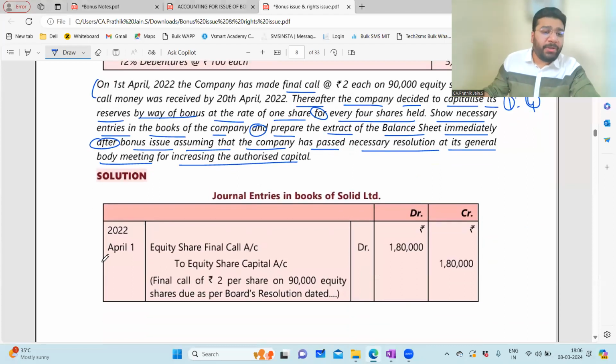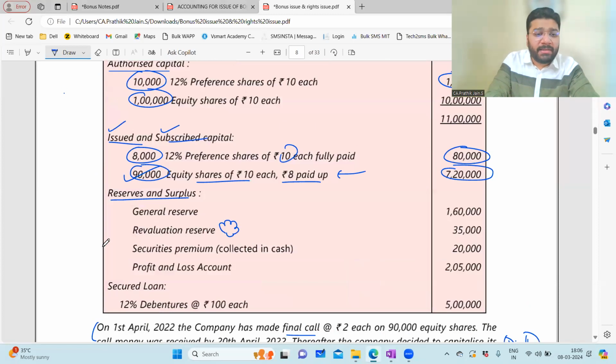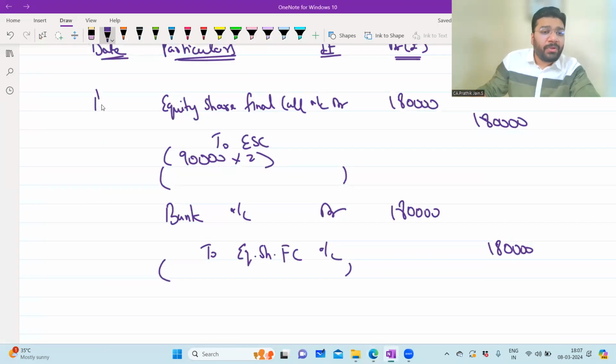The first entry is happening on 1st April. I think the second entry also they have put it. No. The second entry, the date is received when, on 20th April. So guys, date is given. Please do not miss out on the date. So 1/4/22 and 20/4/22.